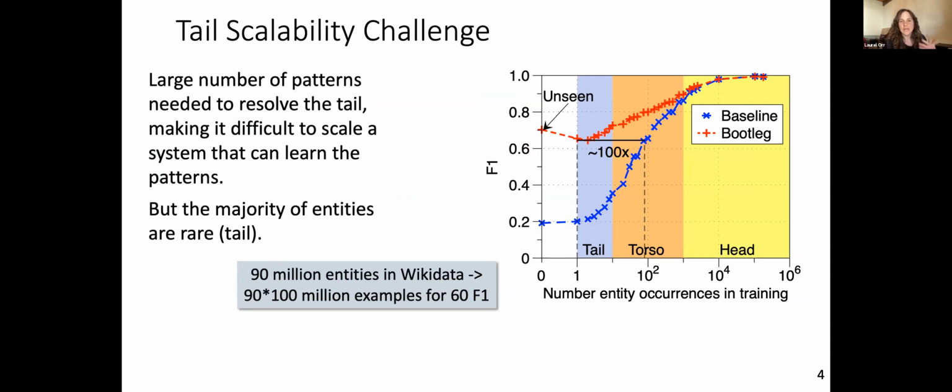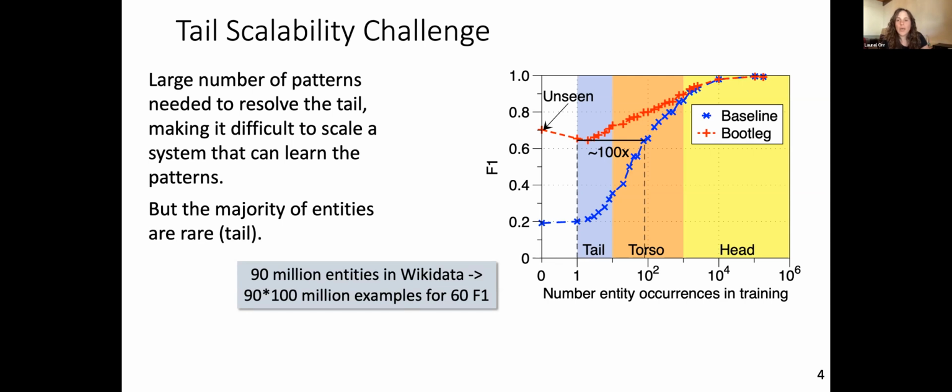So standard baseline models for NED oftentimes use language models like BERT to perform disambiguation. And these models are going to basically memorize a lot of textual cues about an entity in order to know what the right answer is. Now you see over here on the right a plot looking at the number of times an entity occurs approximately in training data versus a model's overall F1 accuracy. And we have this blue line, which is a standard language model based baseline.